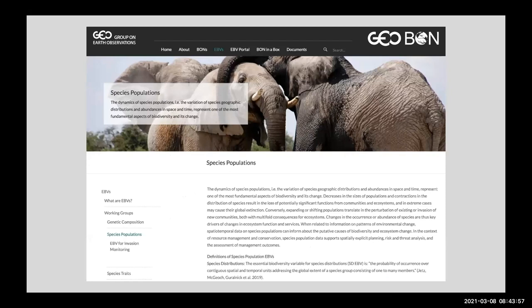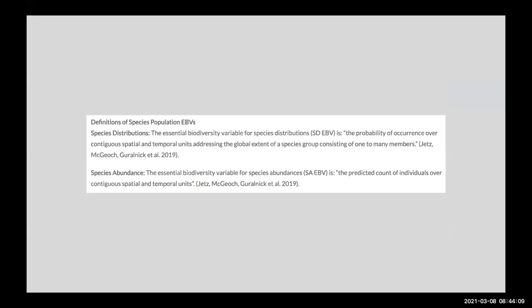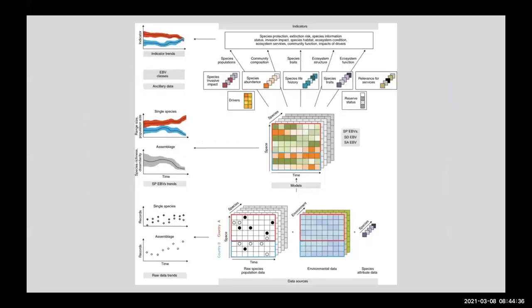So GEO BON and IPBES have this EBV of species populations, but I just want to remind you that it's complicated. Okay, definitions: the probability of occurrence over contiguous spatial and temporal units addressing the global extent of a species group consisting of one to many members. That's pretty complicated. Or in terms of abundance, the predictive count of individuals over contiguous spatial and temporal units. And so in this paper that those definitions come from, they have very complex diagrams, kind of laying out a conceptual framework for what this EBV would look like.